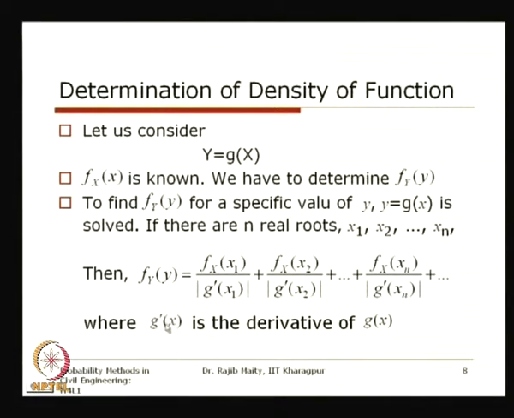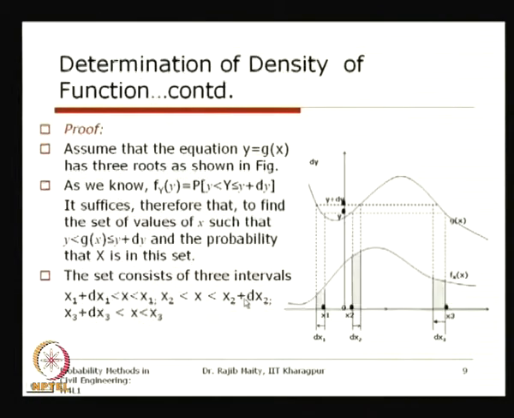In mathematical terms, you know that g prime of x is the derivative of this function, which is nothing but the rate of change of g at that point x1, and we are taking its mod. So whether it is increasing or decreasing should not matter. So f_X at x1 divided by the mod of g prime x1, plus, similarly for all such roots, the summation will give you the density function of y. Now we will see how this relationship holds good.